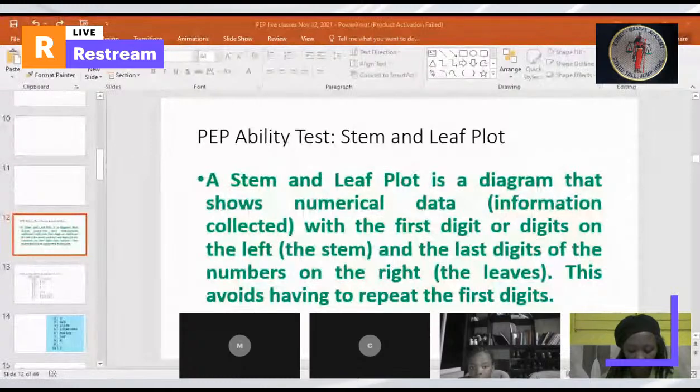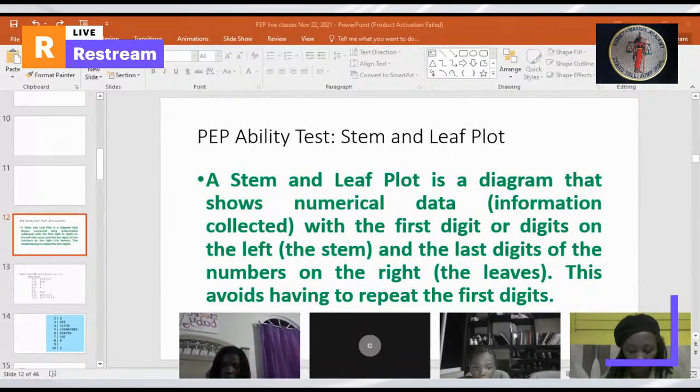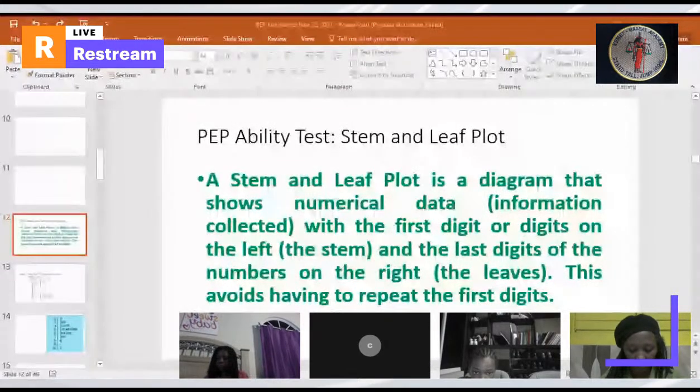Stem and leaf plot. A stem and leaf plot is a diagram that shows numerical data information collected with the first digit or digits on the left, the stem, and the last digits of the numbers on the right, the leaves. This avoids having to repeat the first digits.